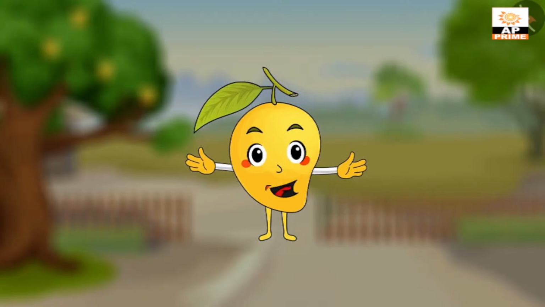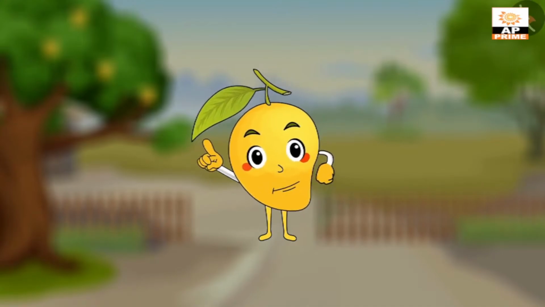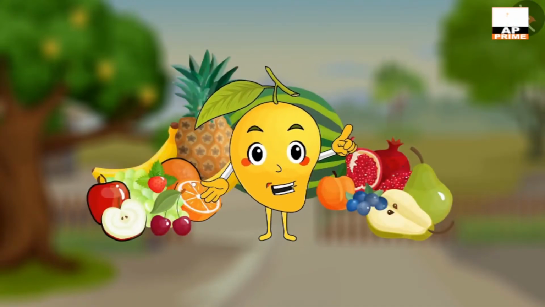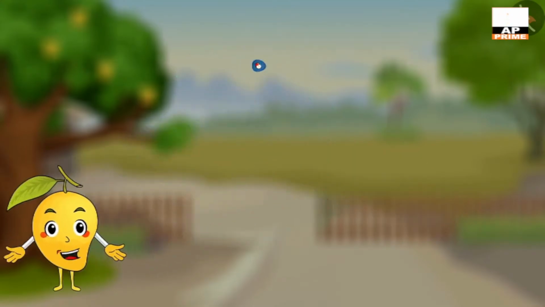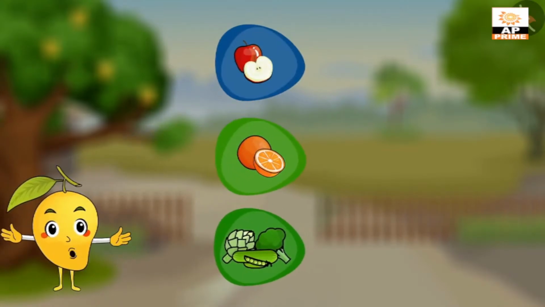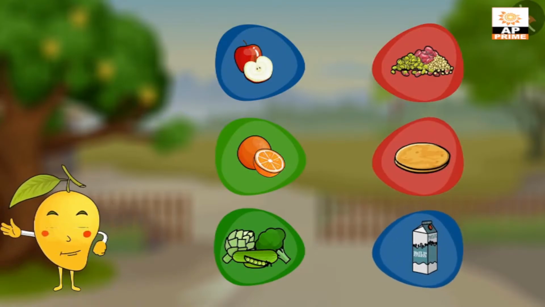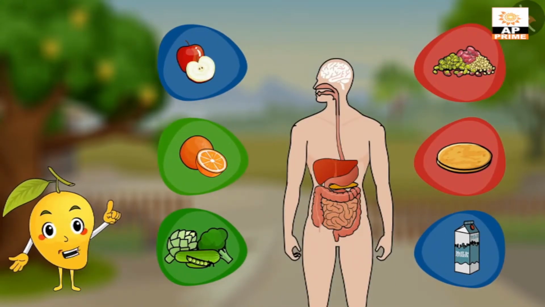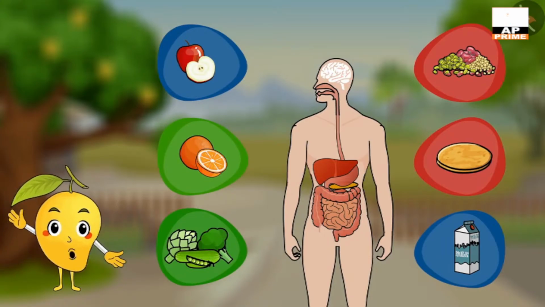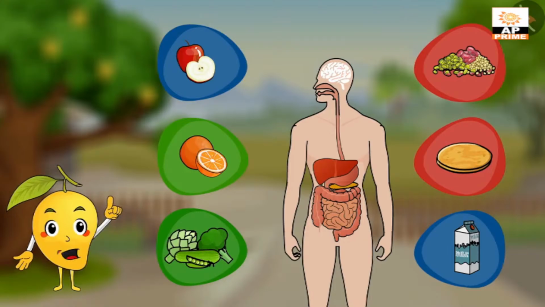Hello friends, how are all of you? On seeing me, I'm sure your mouth has started watering. I am the king of fruits, mango. I am indeed tasty, but I'm very nutritious too. My friends like apple, oranges, green vegetables, dal, chapati, milk, and I help to keep all of you healthy. But do you know that how are we digested? From tasting to digesting, we travel through a lot of parts of the digestive system. Come, let us understand the process of digestion with the help of this video.